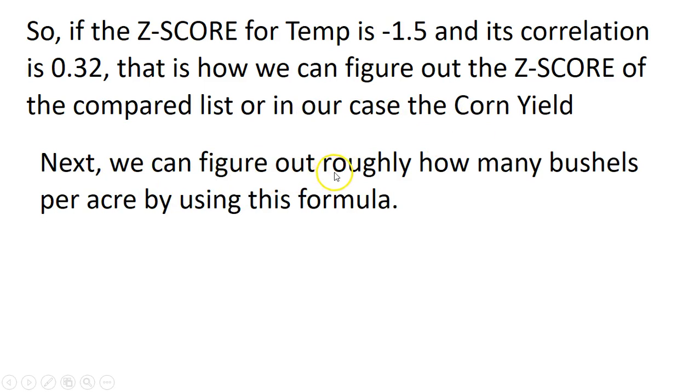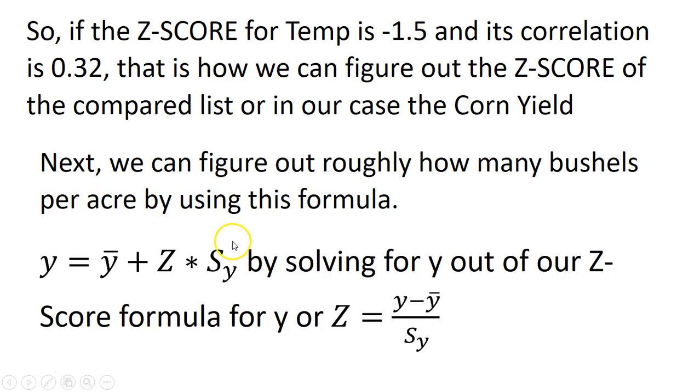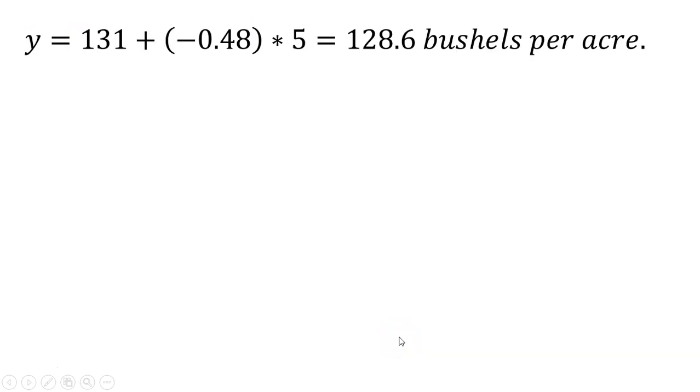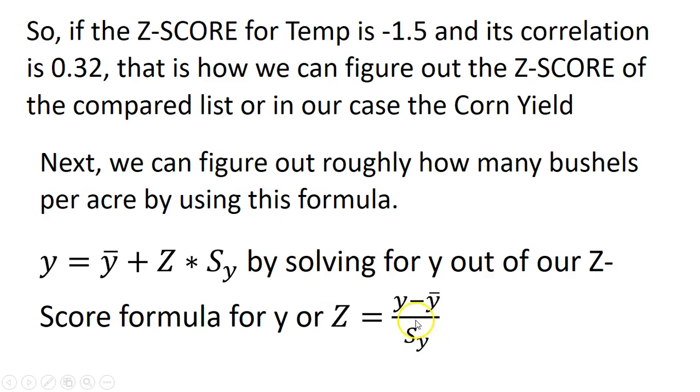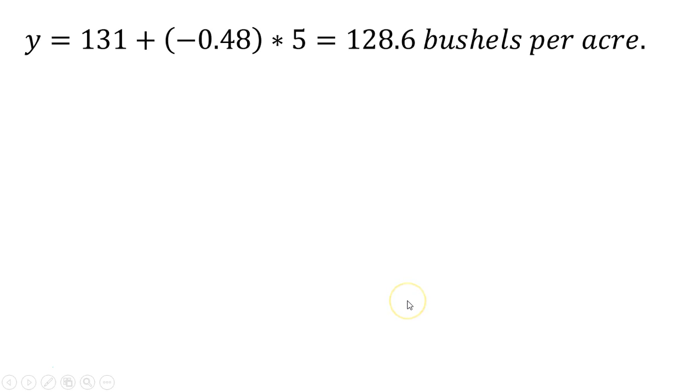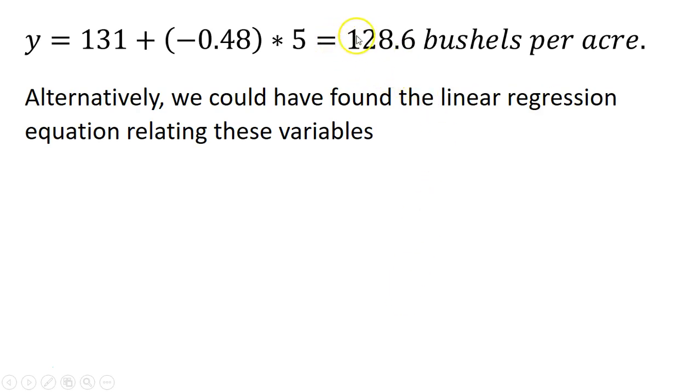So next we can figure out roughly how many bushels per acre by using that formula, because that is basically the formula for z-score, right? I can find that because I just found the z-score, and I know the standard deviation of this. I now know the mean of that other value. So we can in turn figure out what that corresponding value would be. So that corresponding y value of bushels would be 128.6 bushels.